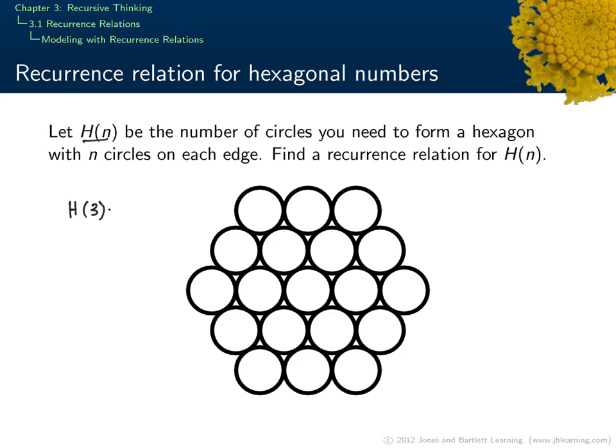edge. So to find h of 3, what we're doing is, well, first we notice that there are 3 circles on each edge, and now we're just going to count up the circles, right? So we get 3 plus 4 is 7, and 5 is 12, and then another 7 would be 19. So apparently h of 3 is 19, and what we'd like to know is a recursive formula for finding h of n.